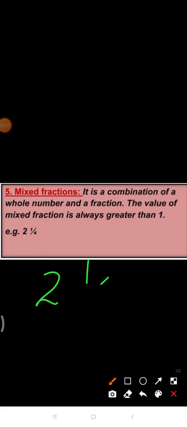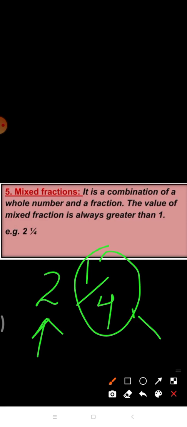Now, the fifth one, that is the mixed fraction. Let's take example. We have 2 1/4. Any number which is the combination of the whole number and the fraction is the mixed fraction. So here 2 is a whole number and 1/4 is a proper fraction. So any number which is the combination of a whole number and a proper fraction is called the mixed fraction.